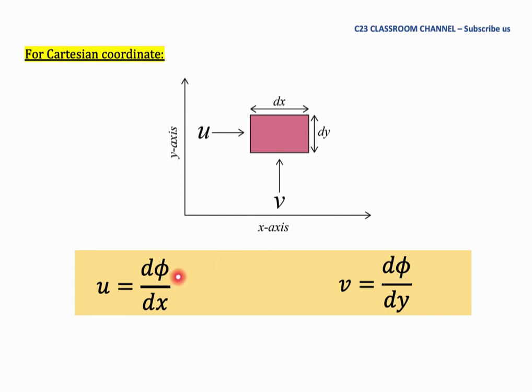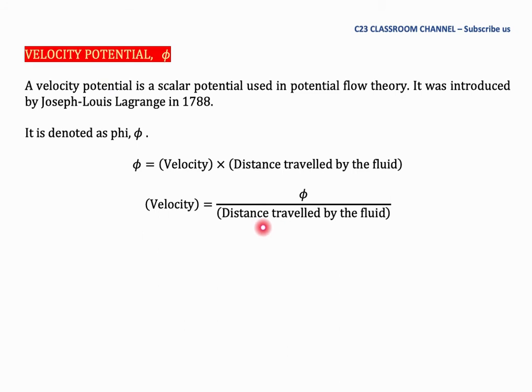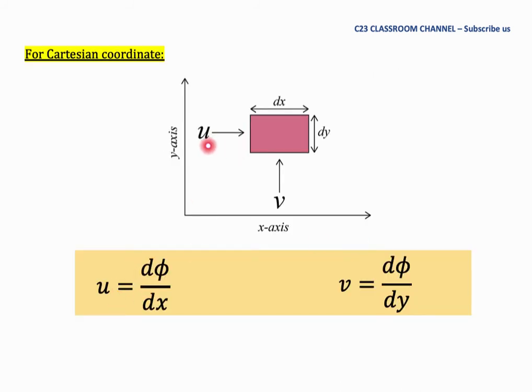To calculate phi, please remember the idea that velocity is equal to phi divided by the distance traveled by the fluid. So for u, the relationship between u and phi is phi divided by the distance traveled by the fluid. If the velocity moves from left to right, the distance traveled by the fluid in this element is dx. So we write u is equal to d phi over dx, because we are focusing on a very small element, so we use the differential method here.